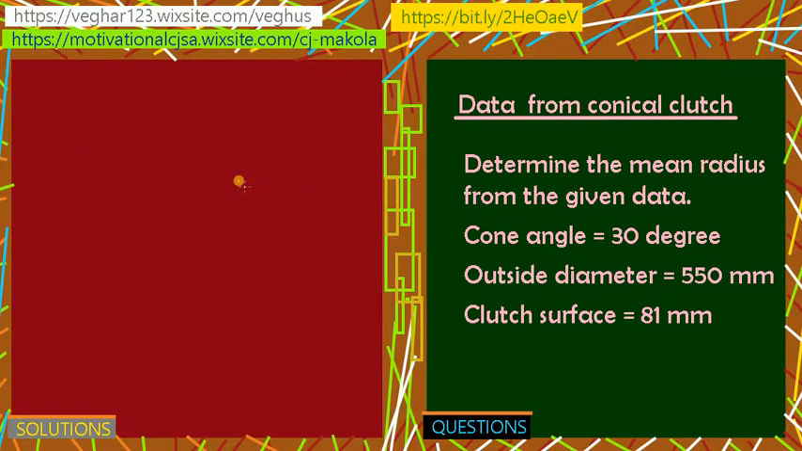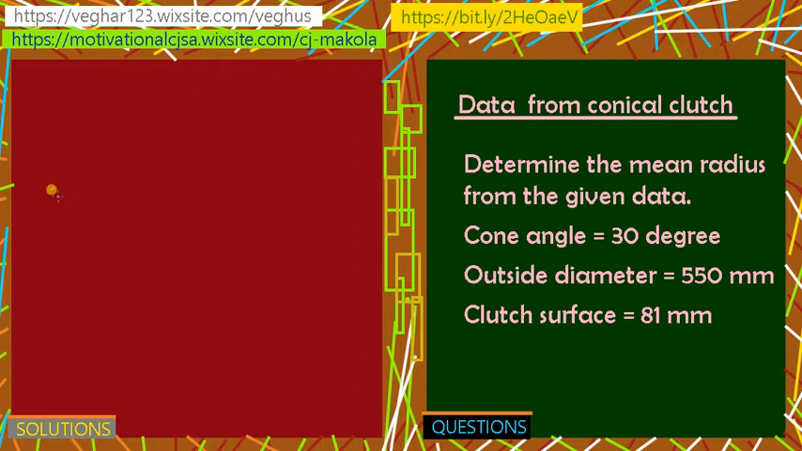Hello, let's look at this kind of question. It says determine the mean radius from the given data: a cone angle of 30 degrees, an outside diameter of 550 millimeters, and a clutch surface of 81 millimeters.